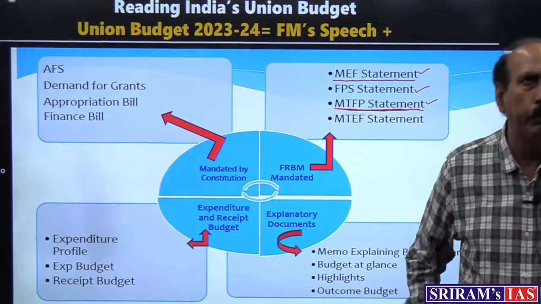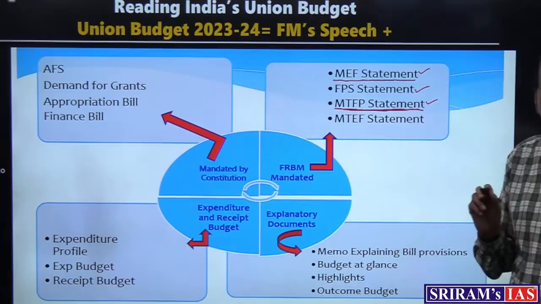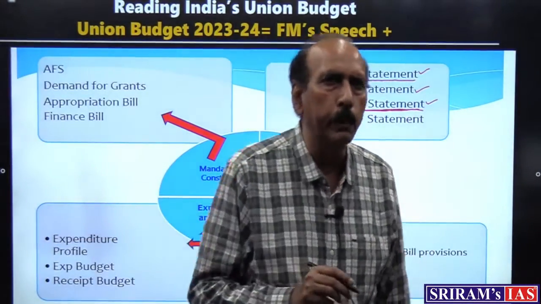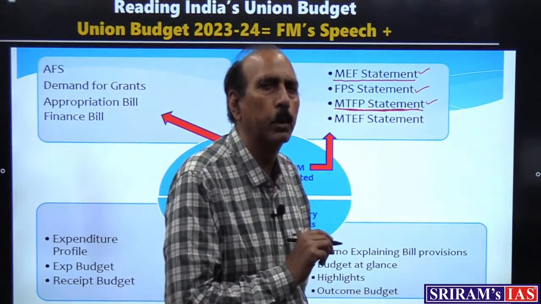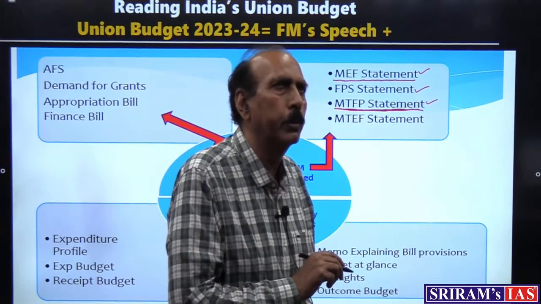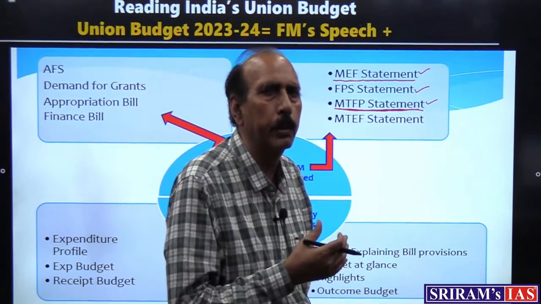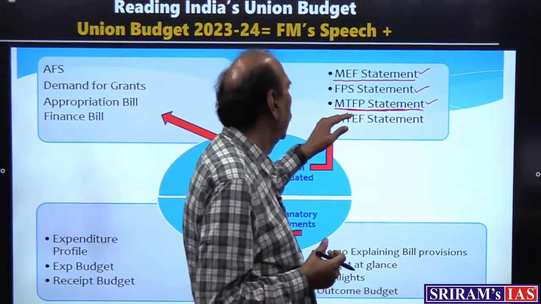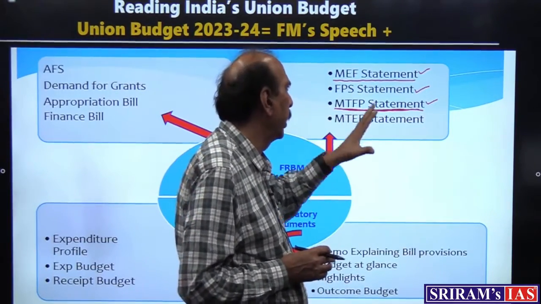And GDP we will take as mentioned in the MEF statement. Because the GDP we are using is for the current year, that is 23-24. The 23-24 GDP is available to us only through the macroeconomic framework statement. Therefore, the macroeconomic framework statement gives you the overview of India's economy and the projection of the GDP, and that is very, very important. That is used in the medium-term fiscal policy statement. And that's why these two statements are very, very important.